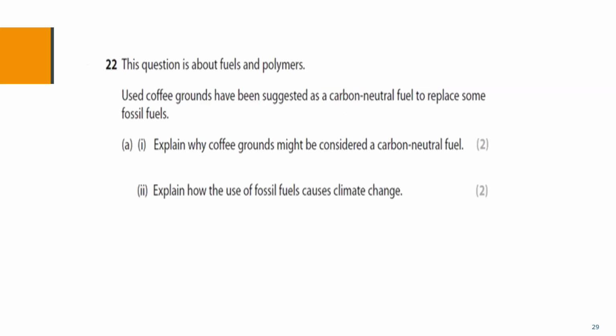Okay, the next one, this question is about fuels in polymers. Used ground coffee grounds can be suggested as a carbon neutral fuel to replace some fossil fuels. Explain why coffee grounds might be considered to be carbon neutral. So students are expected to know what is meant by a carbon neutral fuel, but of course the coffee grounds are not specifically mentioned in the specification, and therefore students have to apply their knowledge to work out why coffee grounds could be considered to be carbon neutral.